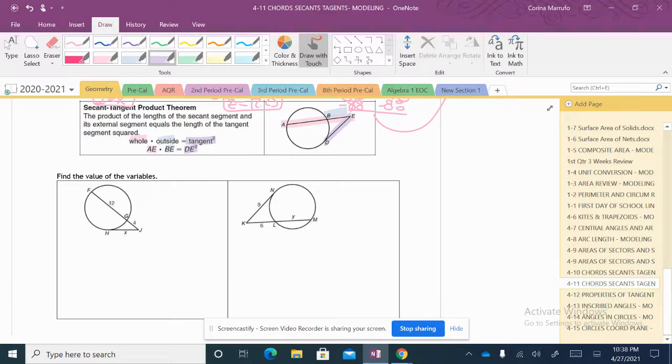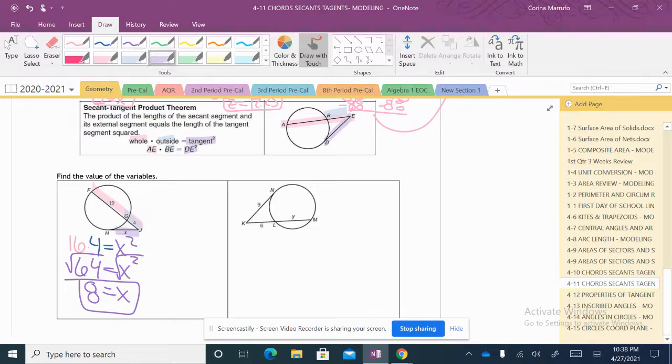Okay, so here I'm going to do the exact same thing. The whole thing from here to here, 12 and 4 together, that gives me 16. And then we multiply it by just the outside part. My outside part is a 4. Equals. My tangent line here is x. So we're going to take the x and we square it. So now 16 times 4 is going to give me 64, equals x squared. And then to solve for x, we take the square root. So 8 is equal to x. And that's it.